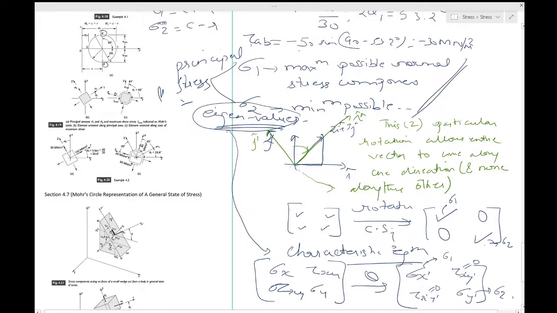What does this tell you? It tells you that at this diameter the normal stresses are equal. So sigma x dash will be equal to sigma y dash, and the magnitude of the shear stress is maximum. So tau x dash y dash is maximum. You can see that, right? D will give you the maximum value.